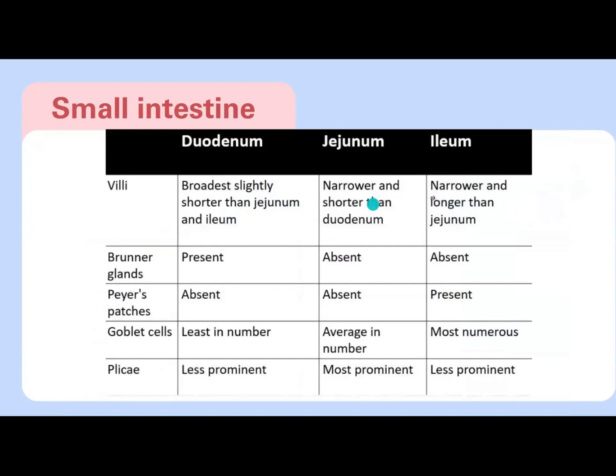Narrower, you're not going to really know this, just skip over it. The Brunner gland is present only in the duodenum. Peyer's patches are present only in the ileum. Goblet cells: least, average, most, so they keep increasing.